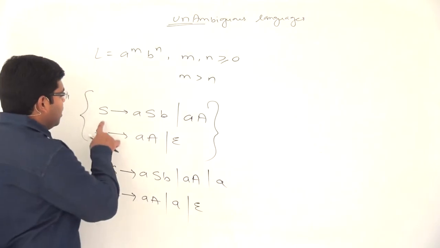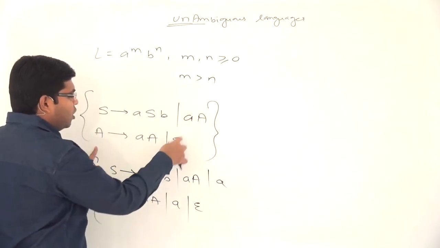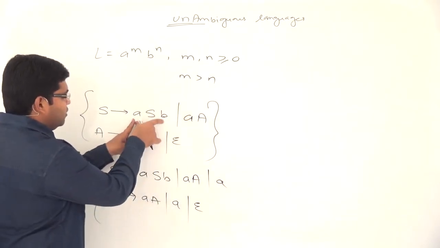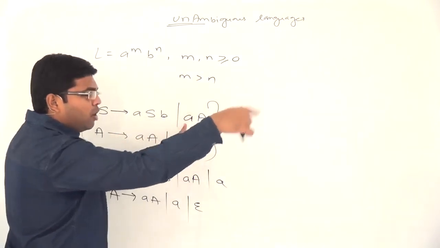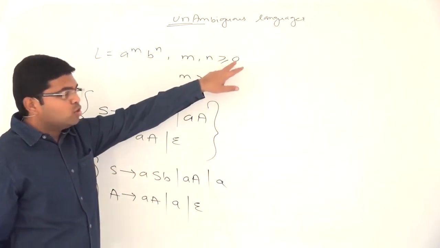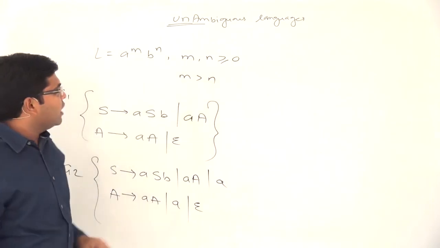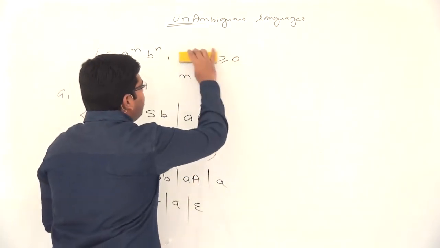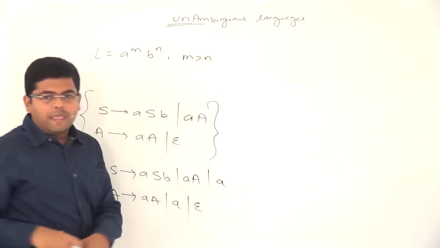For example, here you can directly apply S produces a capital A, and this A will be replaced by epsilon. You can generate a single a, or you can generate an equal number of a and b with the help of this production, and whenever you switch to A, this production generates an additional number of a's. Therefore, the condition m, n greater than or equal to 0 and m greater than n will be automatically satisfied. Actually, the first condition is not really a condition, since you cannot have a negative number of m and n. So the only condition here is m greater than n.